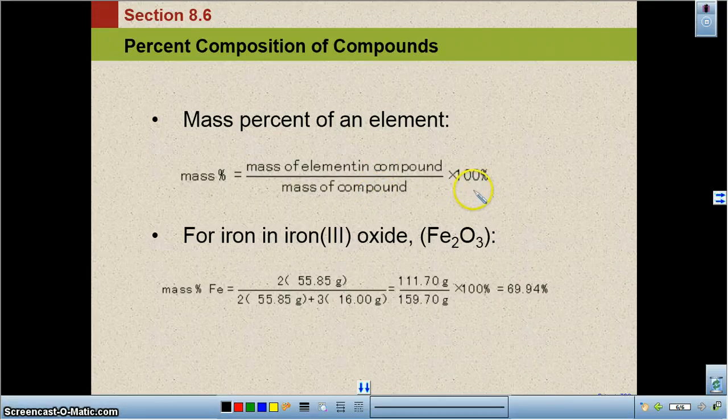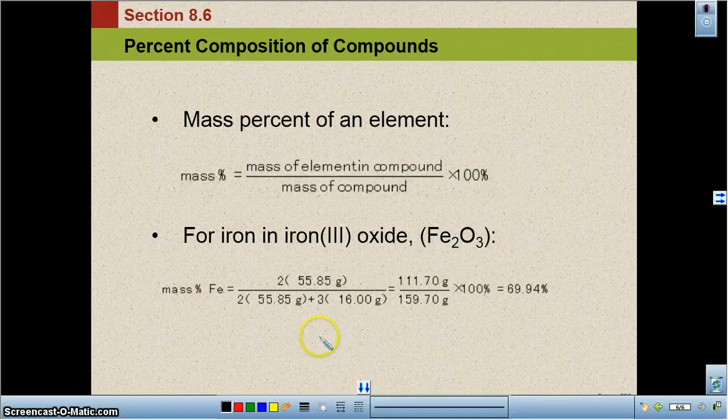And the examples that we talked about last year were if you had a test and you made an 80% out of 100, what would be your percent? So the grade that you received over the total possible times 100 is how you figure your percentage on your test. And it's the same way we do mass percent of an element.